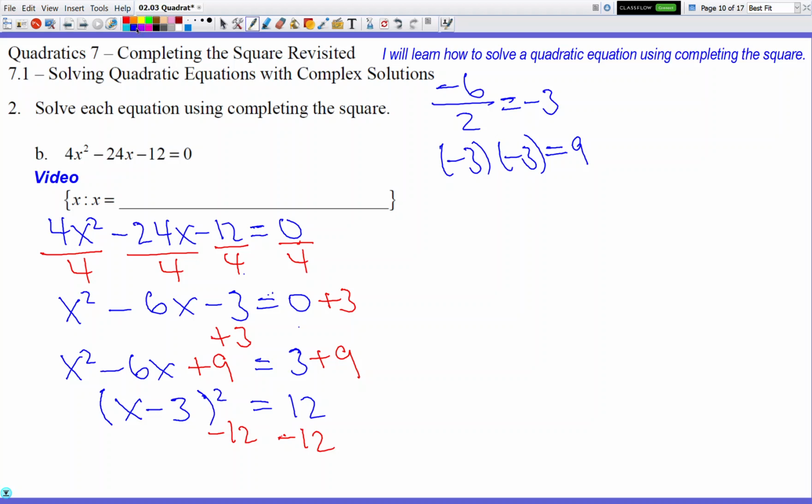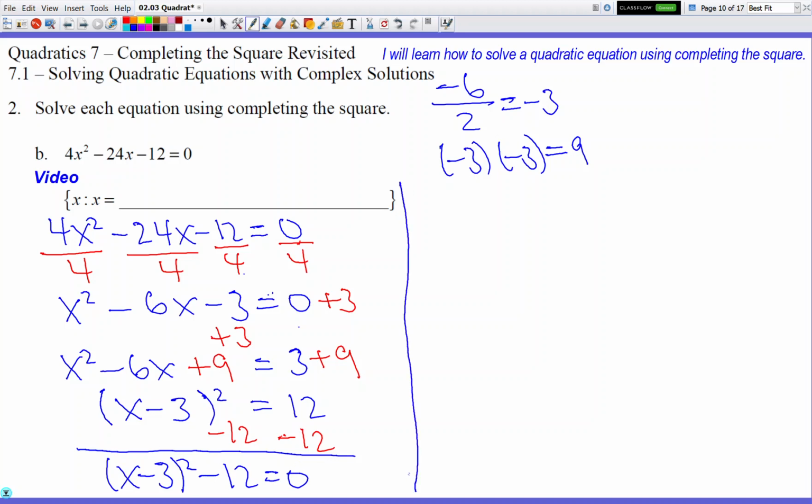Okay? So we're going to subtract 12 on both sides, and we're going to get x minus 3 quantity squared minus 12 equals 0. So now that officially is the end of complete the square. They hand off the baton to the reverse PEMDAS crew, and they are going to take over and solve for x.